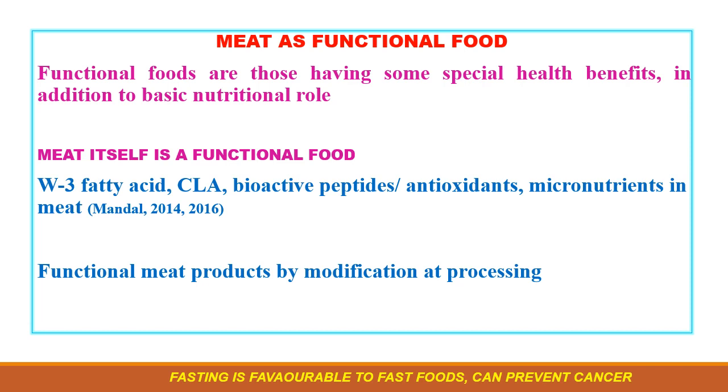So nowadays, functional meat products are also prepared. In the process of meat production in animal husbandry, sometimes they try to feed the animals with important nutrients and get the meat enriched with them. Or in the processing stage, we add many of these to the products and make them more functional.